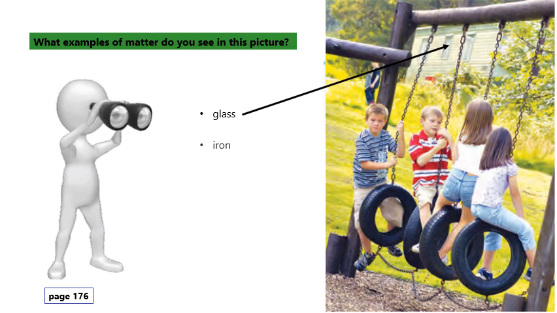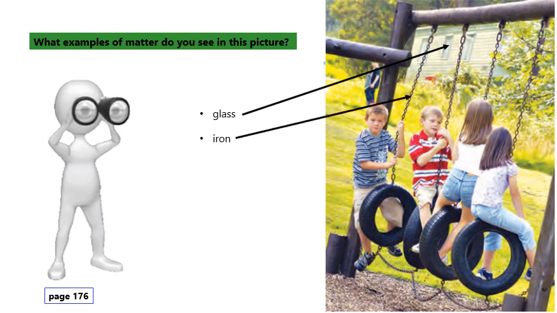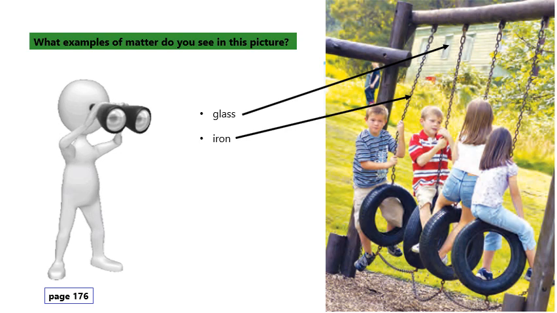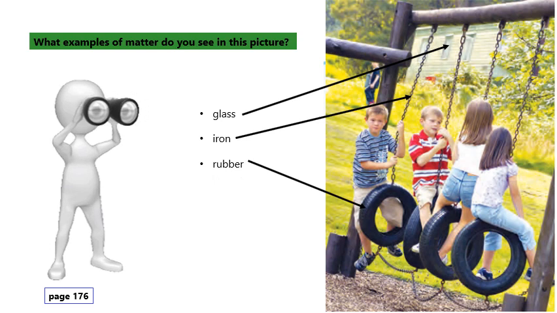You're saying iron or metal? Perfect. So these chains are made of metal, iron. Iron is a kind of matter. Perfect job. Rubber. Excellent, guys. So rubber also is another kind of matter shown in the picture. Is there anything else?